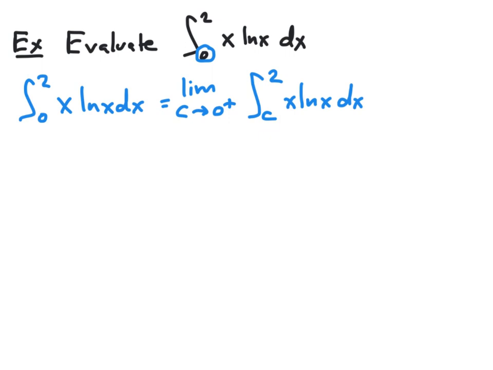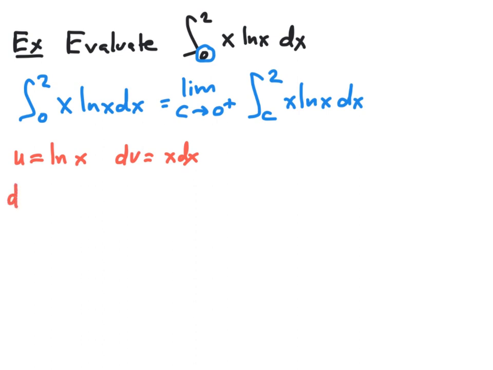And so we want the limit as c goes to 0 from the right of the integral from c to 2 of x natural log x dx. Now, to evaluate this definite integral, we can hopefully recognize this as kind of a standard case of an example that requires integration by parts. And so here we can let u equal the natural log of x, and dv equals x dx.